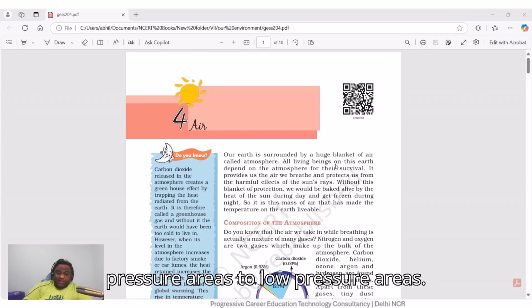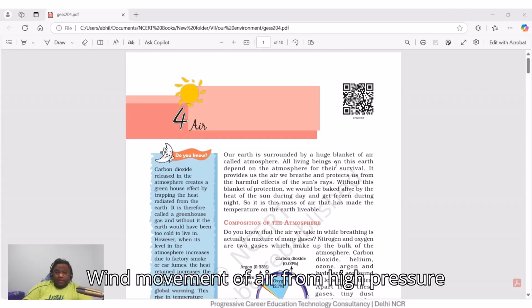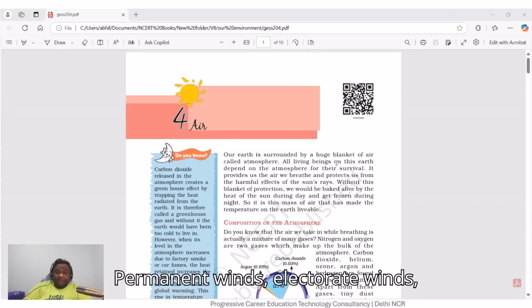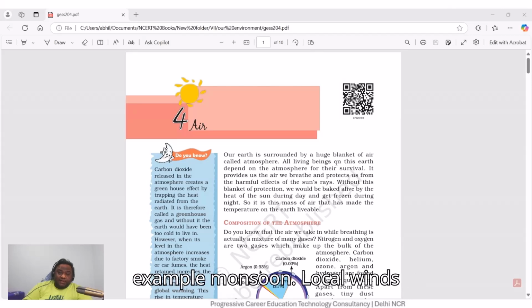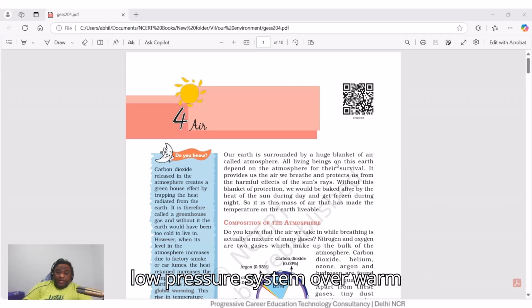Air moves from high pressure areas to low pressure areas, creating winds. Winds and their types. Wind is the movement of air from high pressure to low pressure areas. Types of winds: permanent winds like trade winds, westerlies, easterlies. Seasonal winds change direction in different seasons, for example monsoon. Local winds blow in a specific direction during particular times. Cyclones and their impact. Cyclones are formed due to a low pressure system over warm oceans.